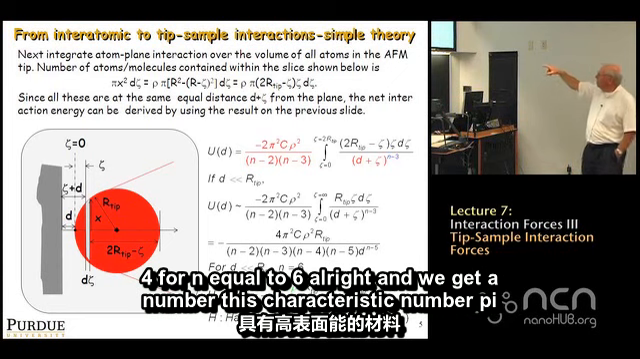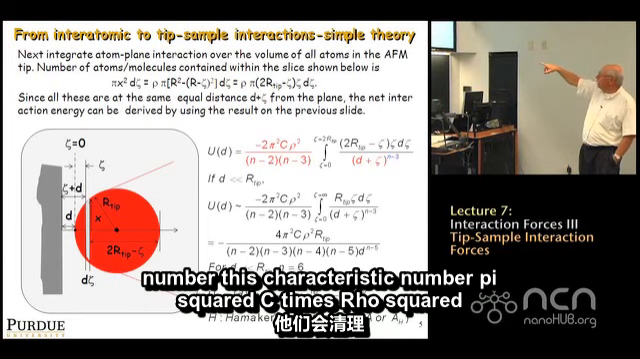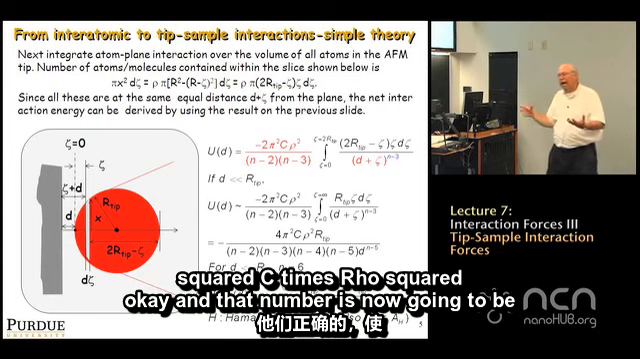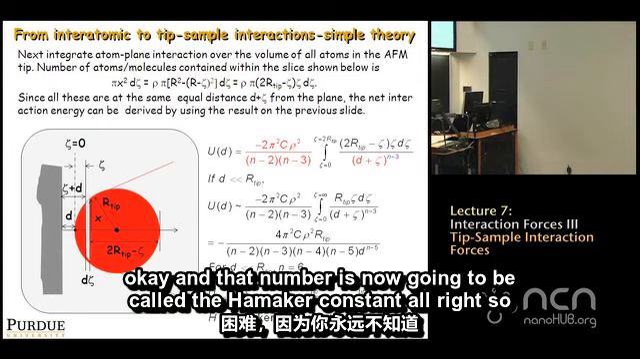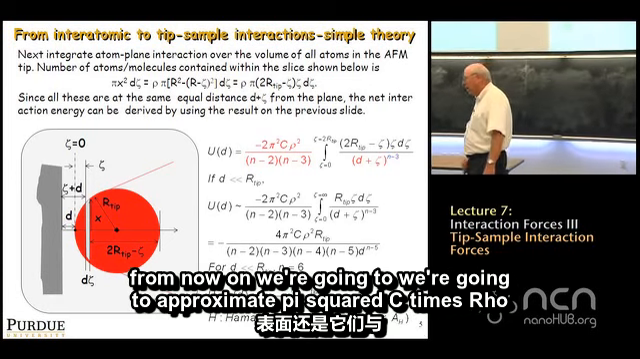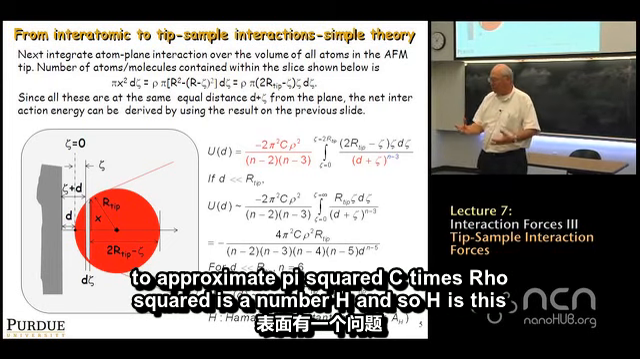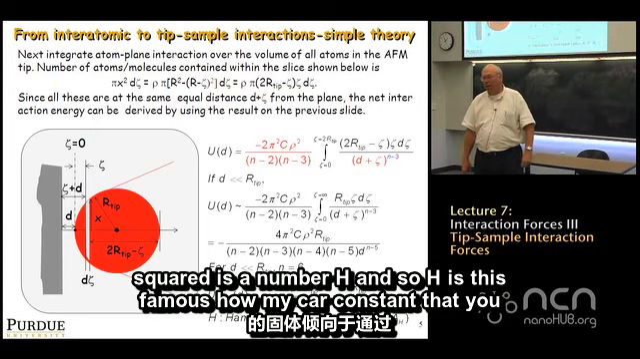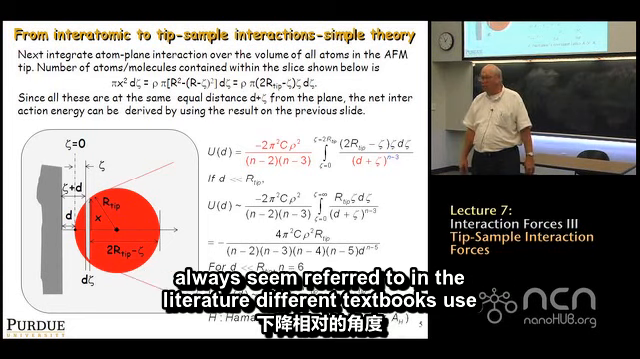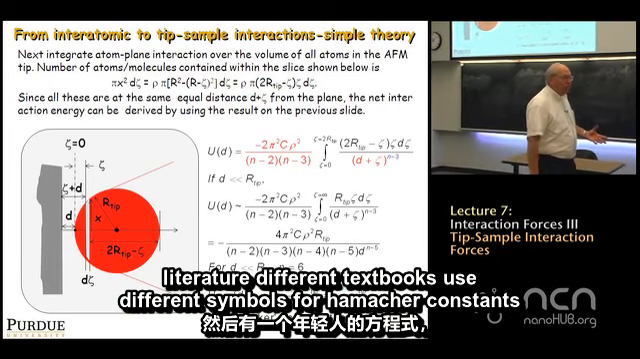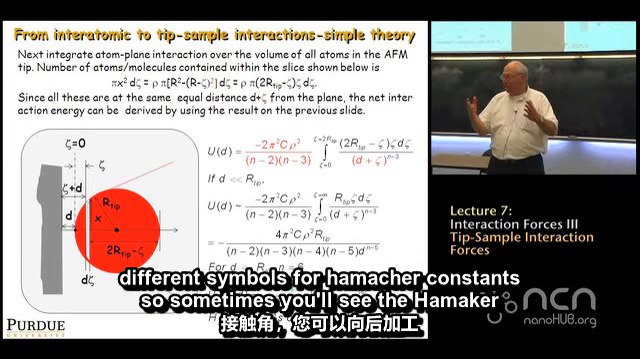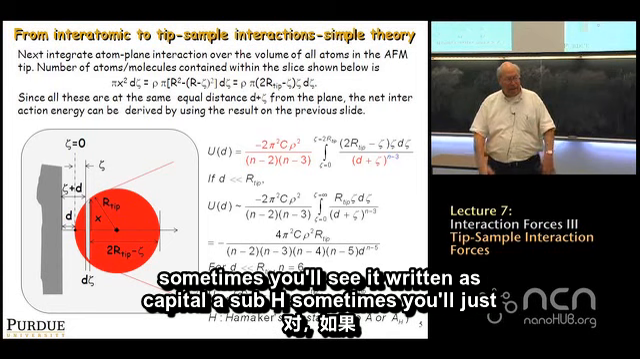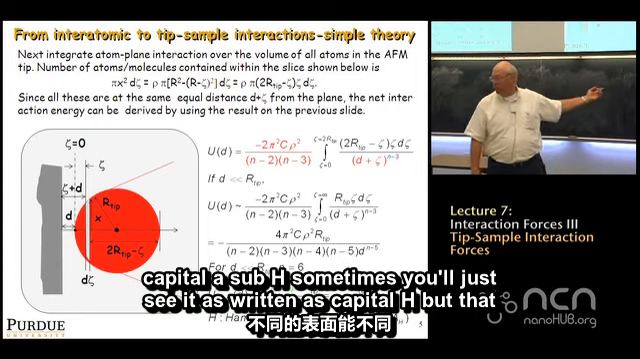And we get a number, this characteristic number, pi squared c times rho squared, okay? And that number is now going to be called the Hamaker constant, right? So from now on, we're going to approximate pi squared c times rho squared as a number h. And so h is this famous Hamaker constant that you always see referred to in the literature. Different textbooks use different symbols for the Hamaker constant. So sometimes you'll see it written as capital A, sometimes as capital A sub h, sometimes just as capital H.